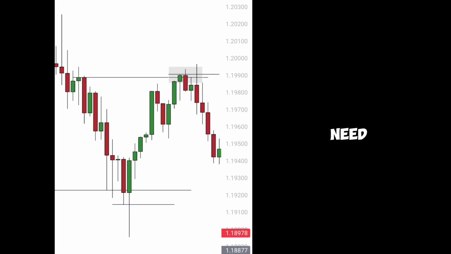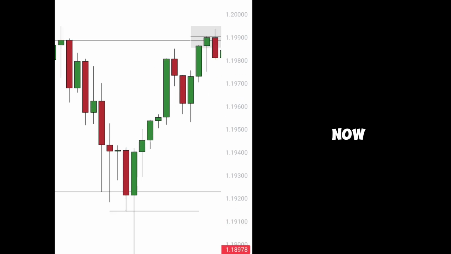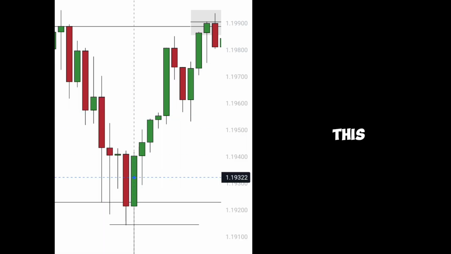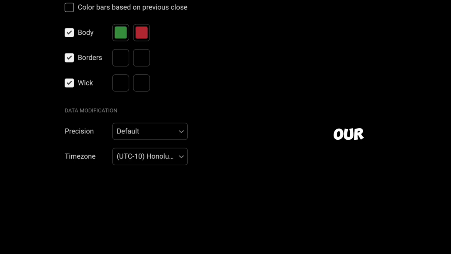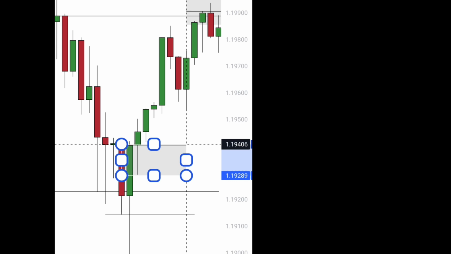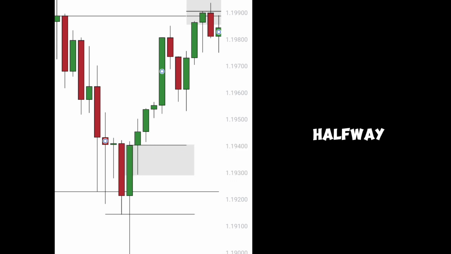Now, here's what you need to know. For this bullish market, we see that this is the high, or this is the close of the candle. Now, our concern is going to be this point, halfway this point right there, halfway the previous candle that swept out this low.